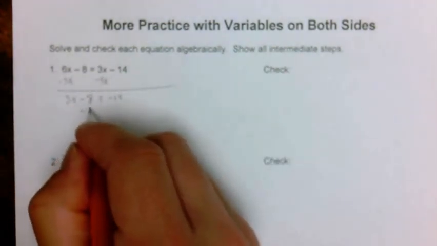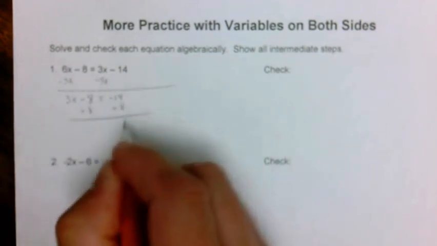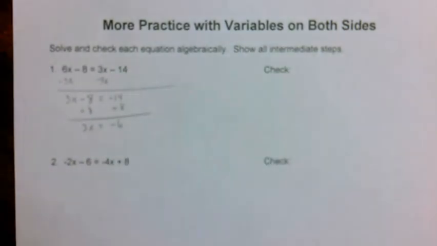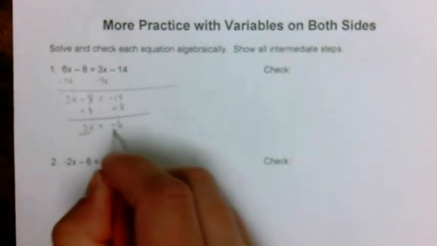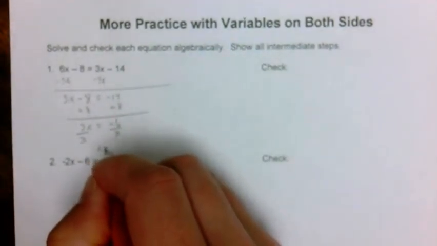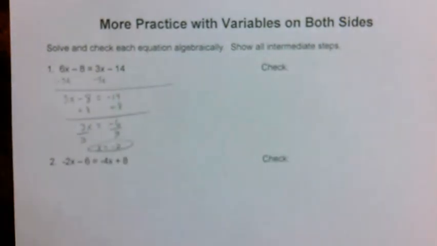And then if I add 8 to each side, that's going to allow me to isolate 3x. So 3x is going to equal negative 6. And now to get the value of x, just divide each side by 3. When we do that, x is going to have a value of negative 2.